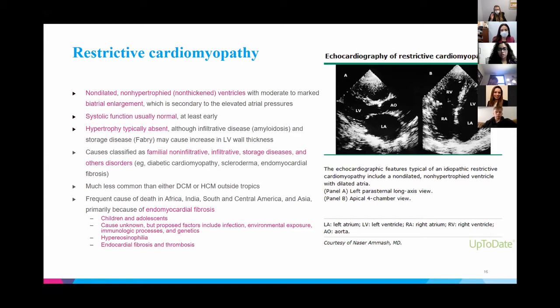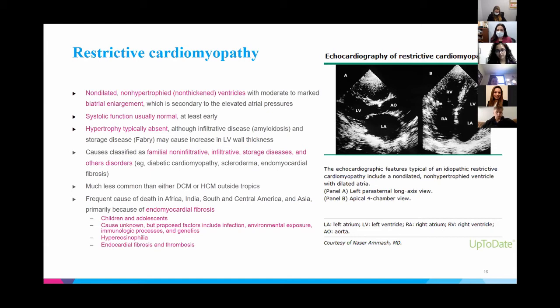Next, we'll talk about restrictive cardiomyopathy. Restrictive cardiomyopathy is a non-dilated, non-hypertrophied ventricle, so it's not thick, but you'll have marked biatrial enlargement. So you see here that the right atrium and the left atrium seem like they're almost the size of the ventricles. Usually systolic function is normal, at least early. And again, hypertrophy is typically absent.